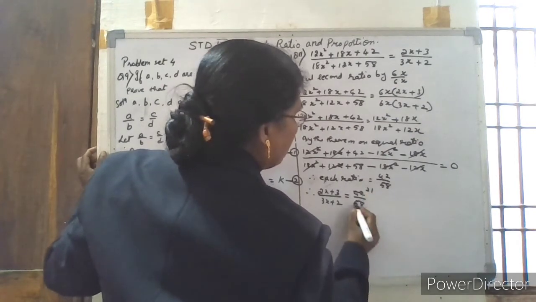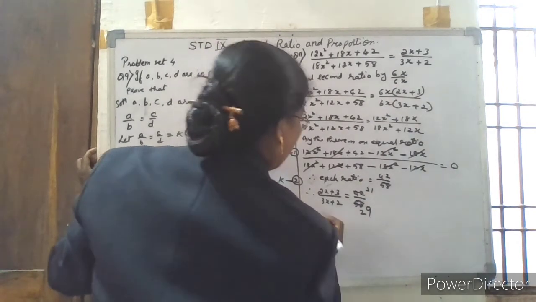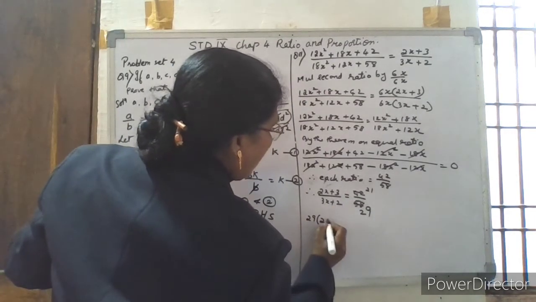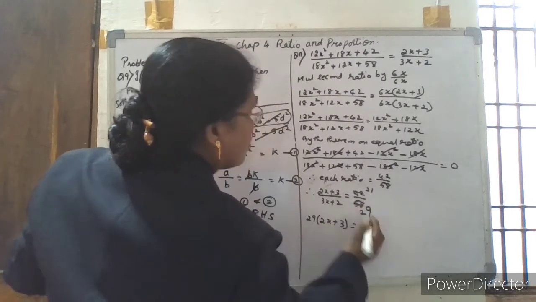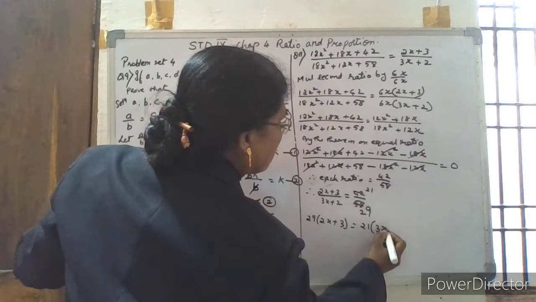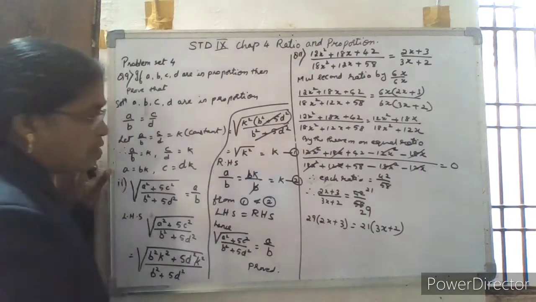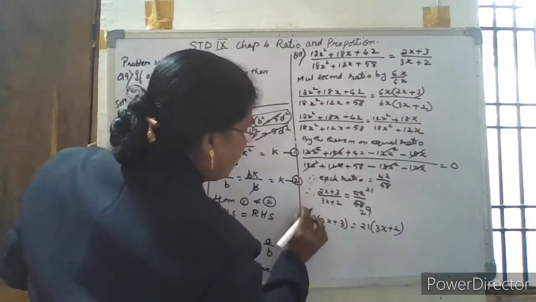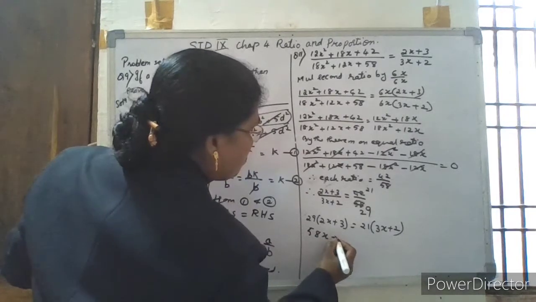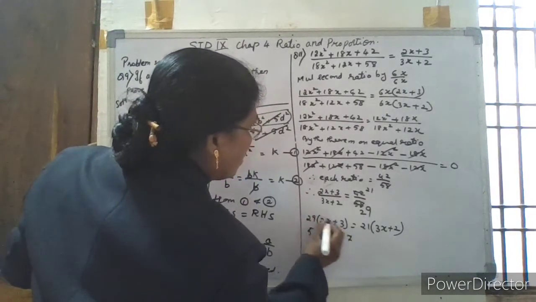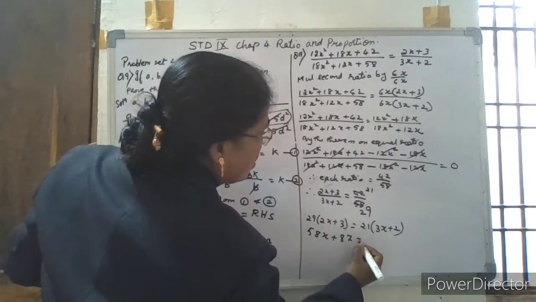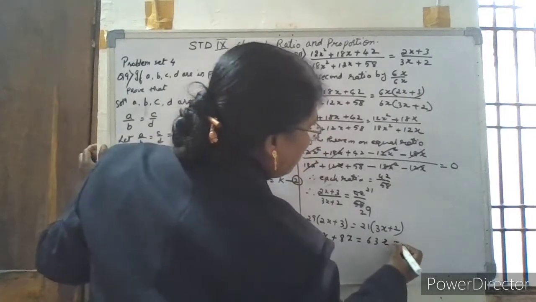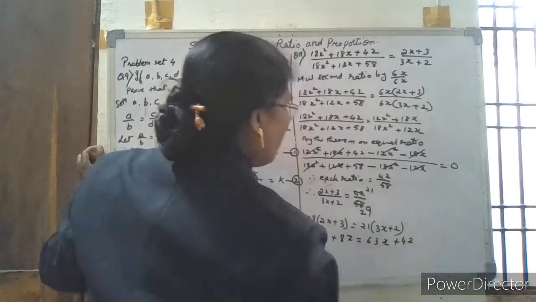2 2s are 4, 2 1s are 2, 2 2s are 4, carry 1, 2 9s are 18. So now do cross multiply, that is 29 into (2x + 3) is equal to 21 into (3x + 2). So multiply this: 9 2s are 18, carry 1, 2 2s are 4 and 5, 58x. Plus 3 9s are 27, carry 2, 3 2s are 6, 7, 8, 87. This is equal to 3 1s are 3, 3 2s are 6, 63x plus 2 1s are 2, 2 2s are 4.